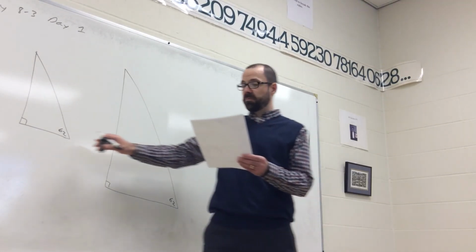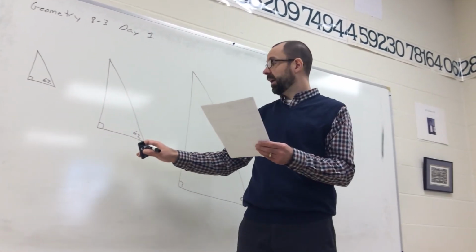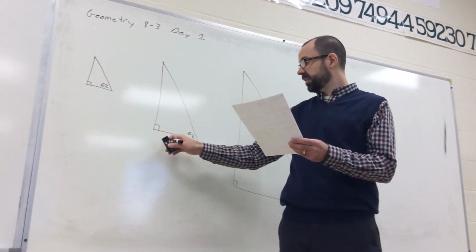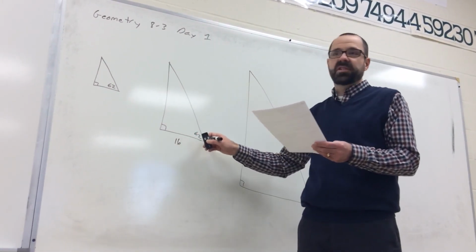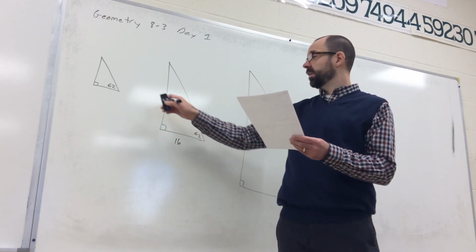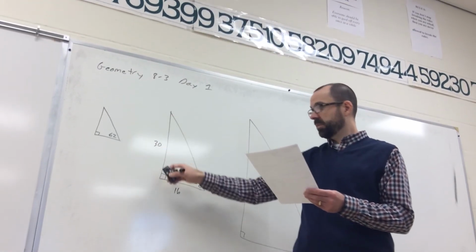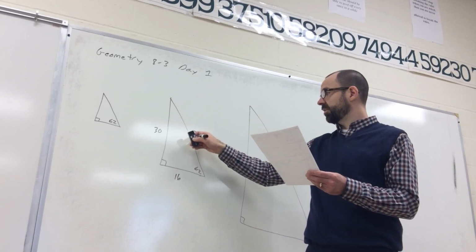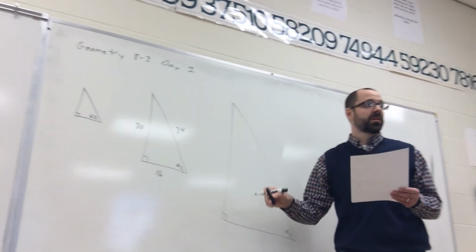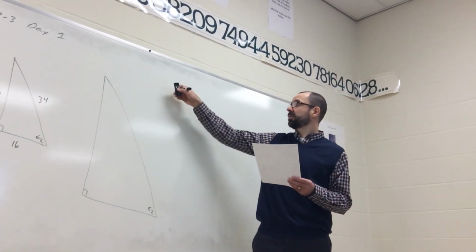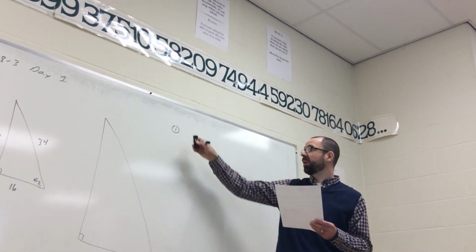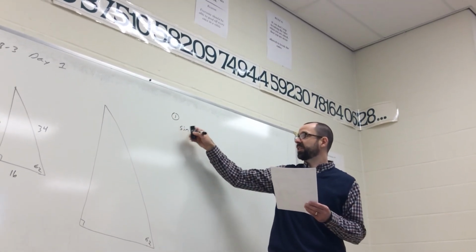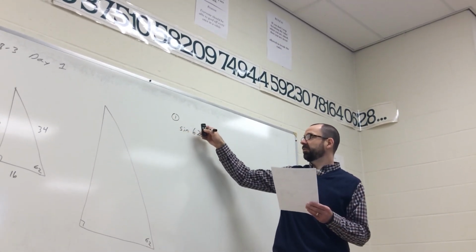So I'm going to measure the medium-sized one. This measures 16 centimeters maybe, this is 30 centimeters, and this is 34 centimeters. Okay, so here's the question on number 1. Question number 1 asks for the sine of 62.